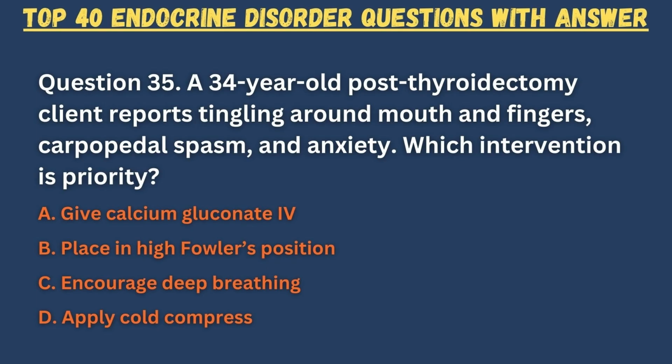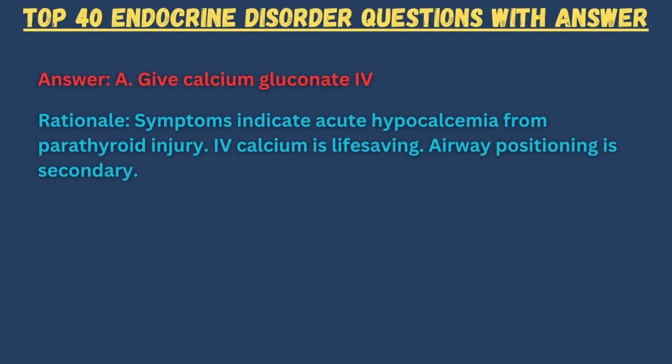Question 35. A 34-year-old post-thyroidectomy client reports tingling around mouth and fingers, carpopedal spasm, and anxiety. Which intervention is priority? A. Give calcium gluconate IV. B. Place in high Fowler's position. C. Encourage deep breathing. D. Apply cold compress. Answer. A. Give calcium gluconate IV. Rationale. Symptoms indicate acute hypocalcemia from parathyroid injury. IV calcium is life-saving. Airway positioning is secondary.